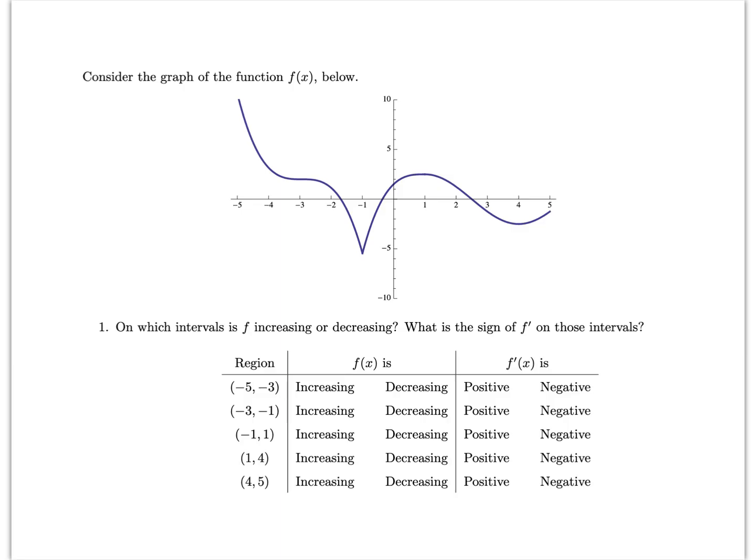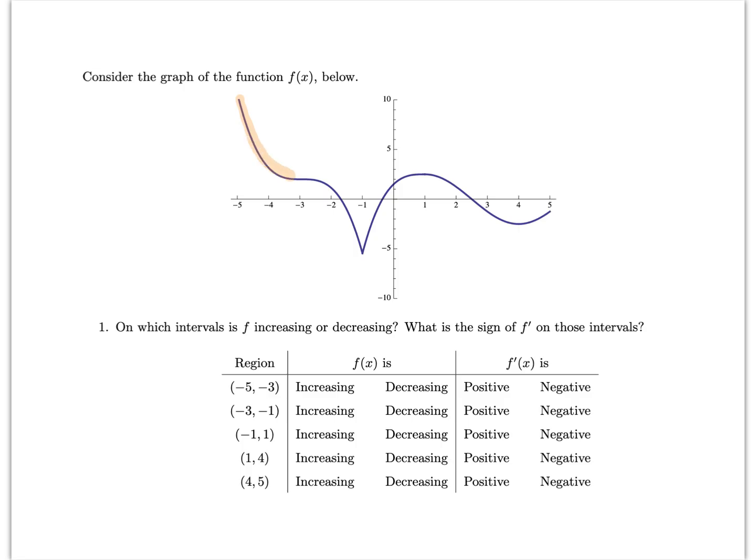Consider the graph of the function f of x below. On which intervals is f increasing and decreasing? And what is the sign of f prime on those intervals? Okay, so I am going to highlight places where f is decreasing in one color and where it is increasing in another. Okay, let's start with decreasing. So we'll work from left to right.